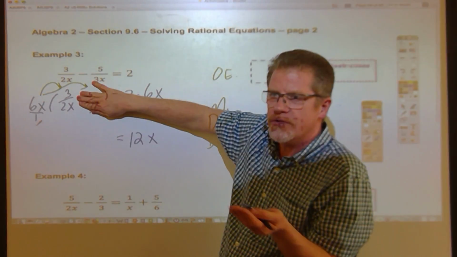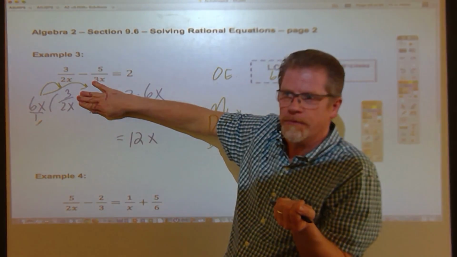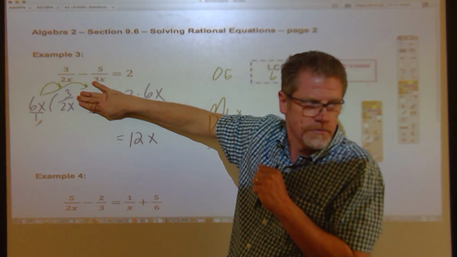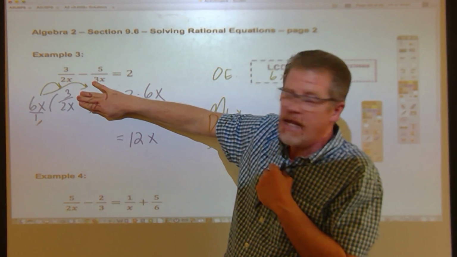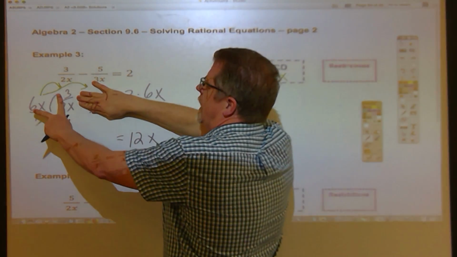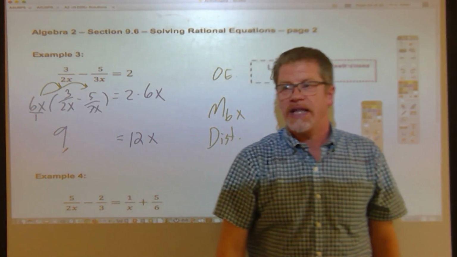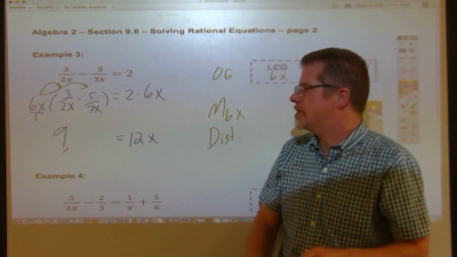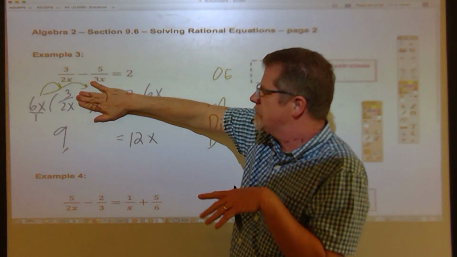Raise your hand if you think you see the numbers that would result from the first arrow of distribution. Lauren? Would it be 9? It would be 9 because 18 over 2 is 9. That's the first arrow of distribution. On the first arrow, the x's cancel, and you get 18 over 2 is 9.